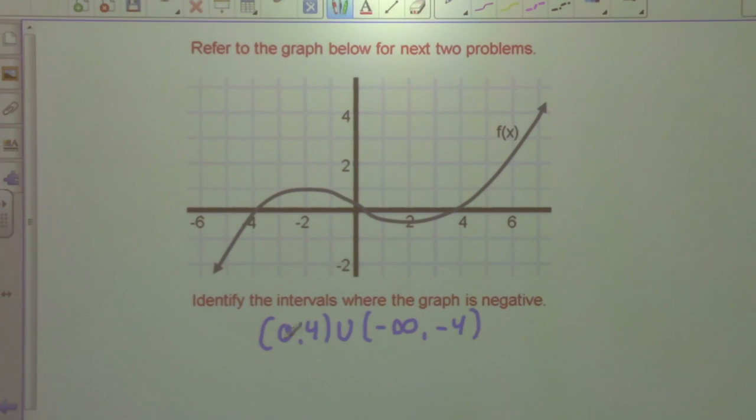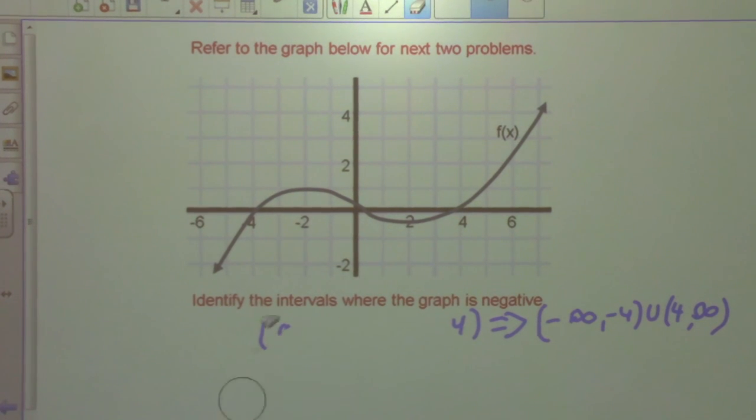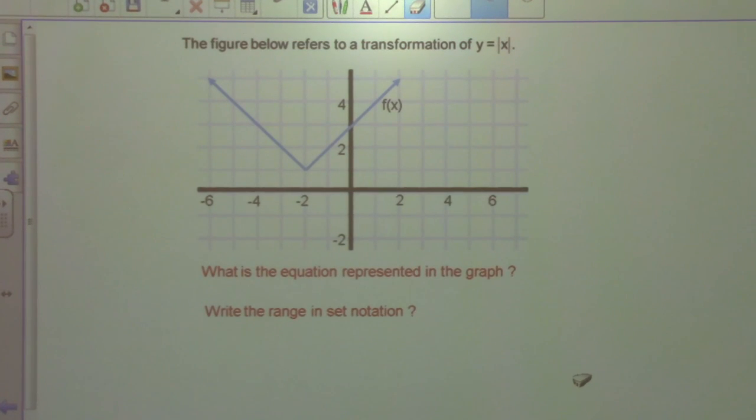Now, conventionally, you're usually going to see that switched around. This is still correct, but by convention, you probably want to put this interval on the left first. So the interval negative infinity to -4, union 4, comma infinity. All right, good work.